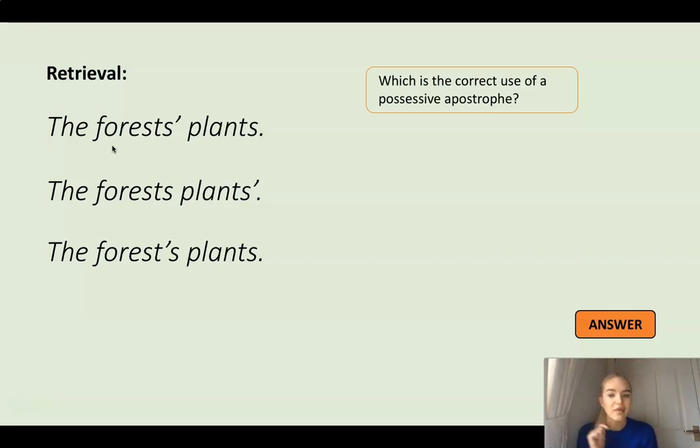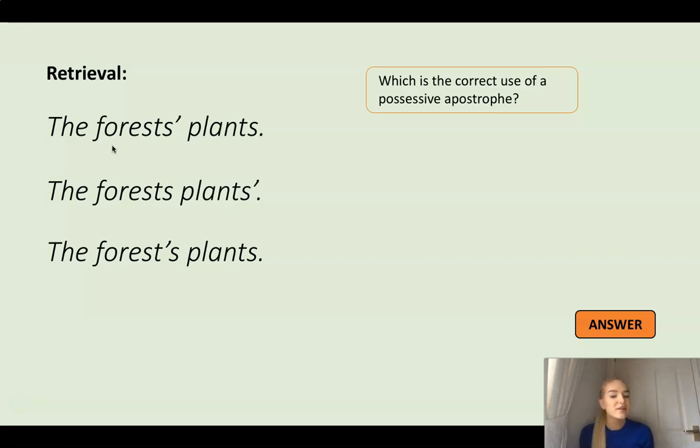Let's look at the second one then. The forest plants' forest. Now, what noun has possession here? That's right, the plants have possession over something, but what do they have possession over? Do they have possession over the forests? Do the plants own the forests? No, they don't, do they? So should there really need to be a possessive apostrophe here? No, that's incorrect, isn't it?